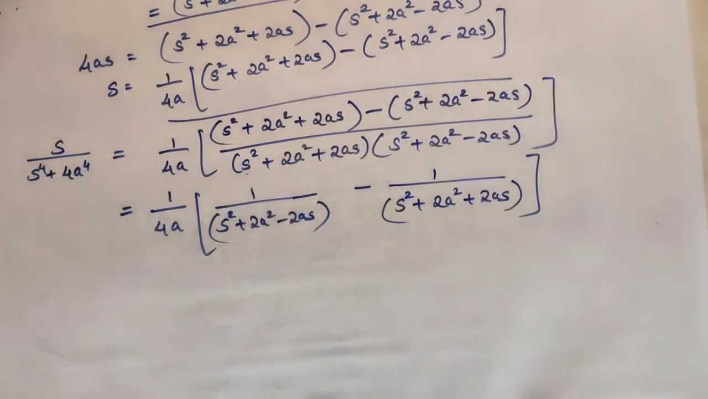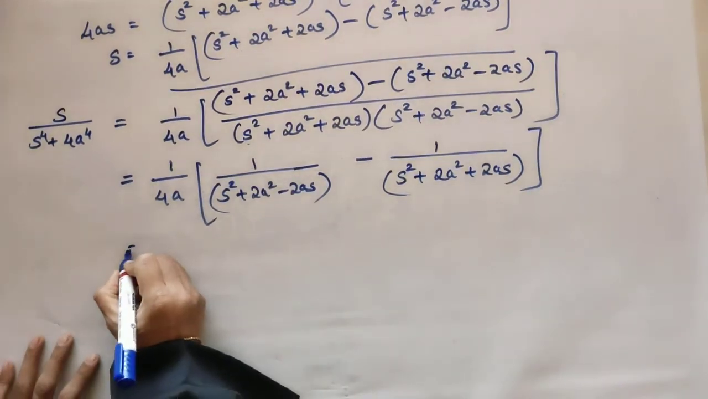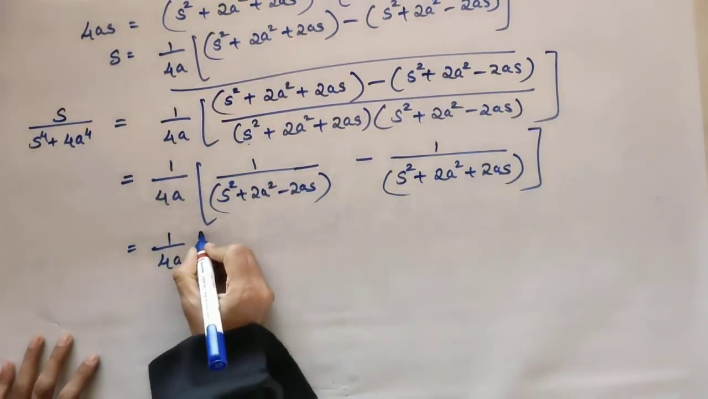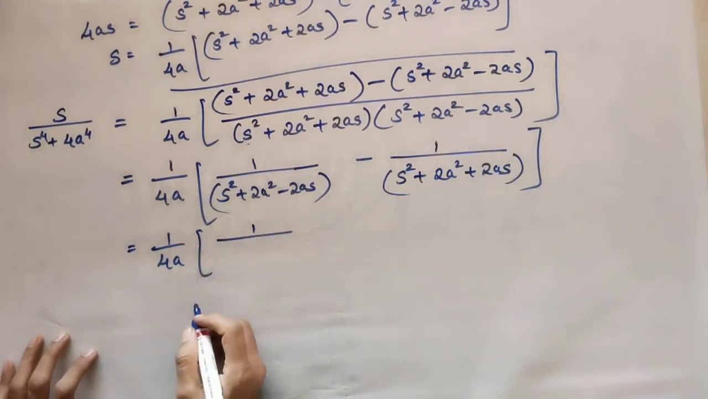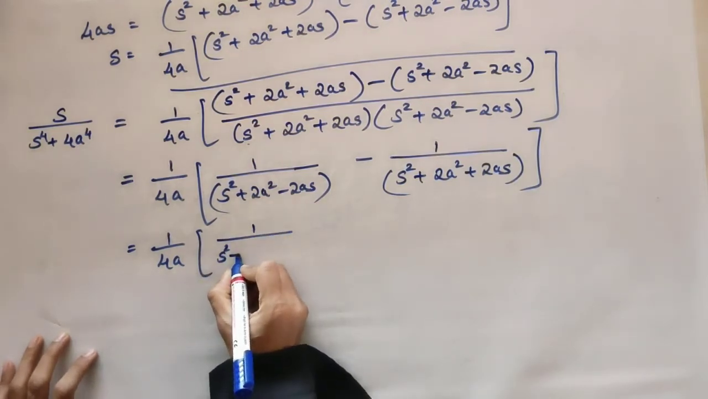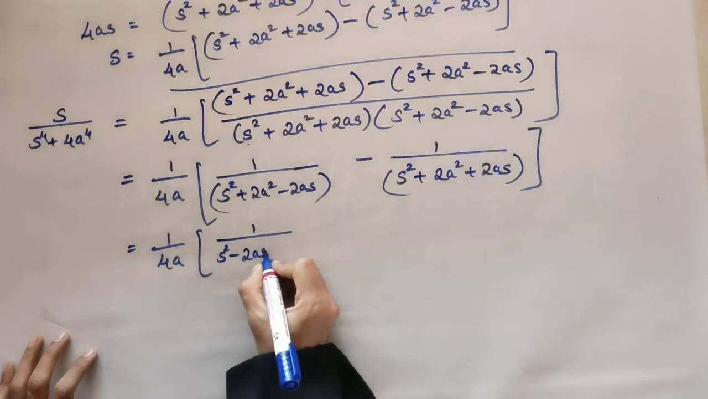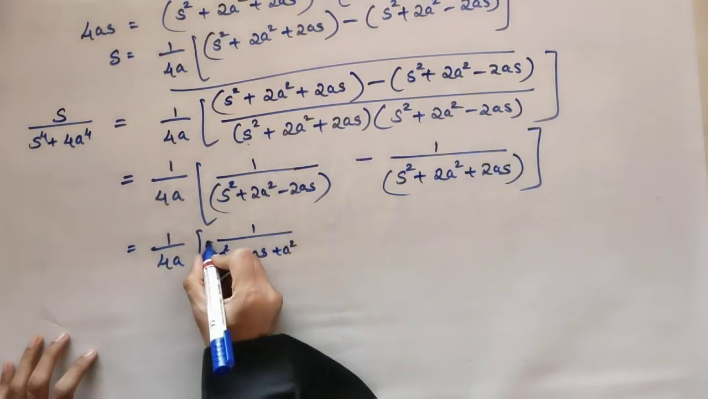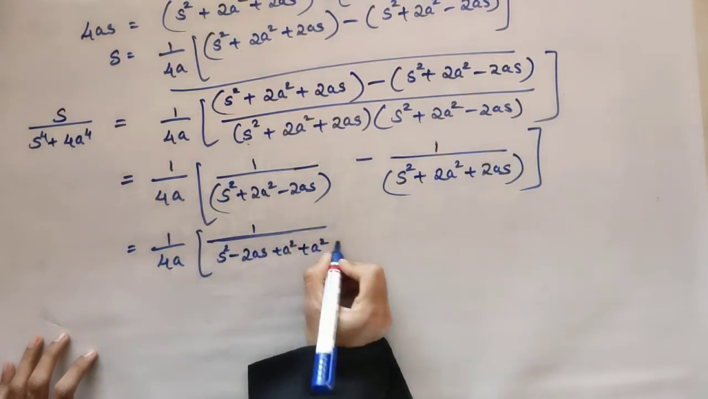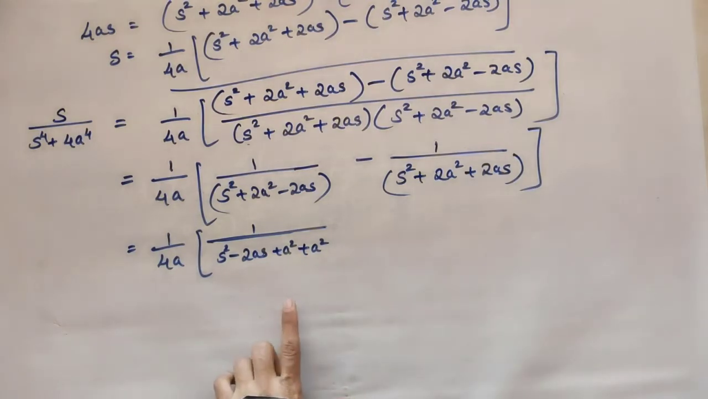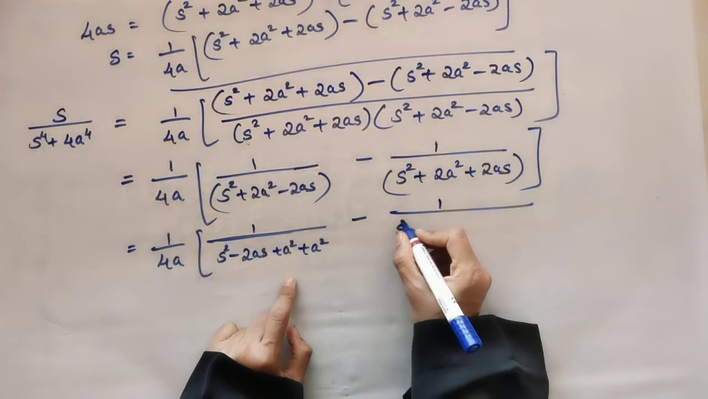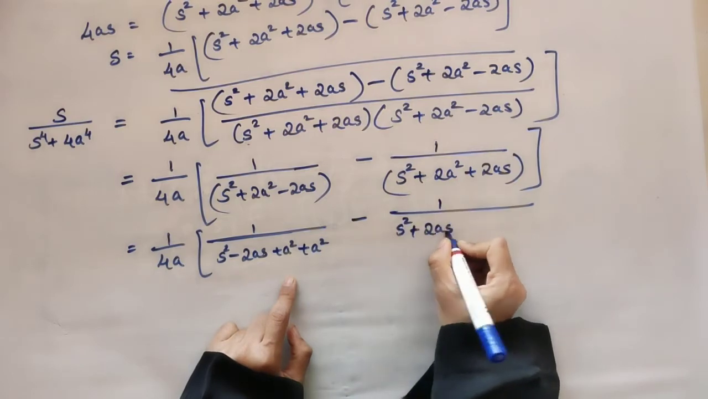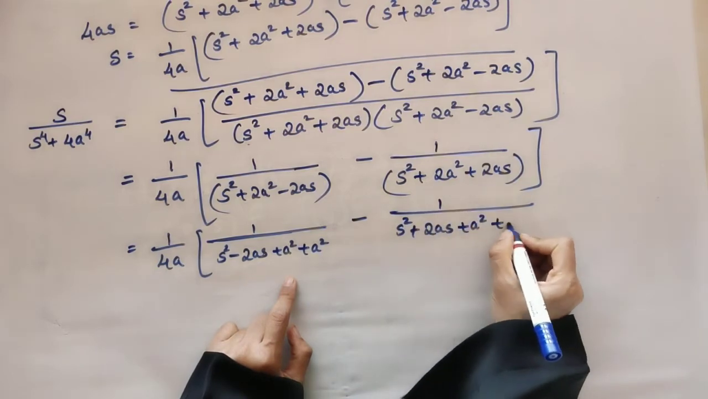Is it not? Okay, now 1 by 4a. This thing I can write as 1 divided by s square minus 2as plus a square plus a square. That is, I am splitting 2a square as a square plus a square. Similarly, I will do it here: s square plus 2as plus a square plus a square.